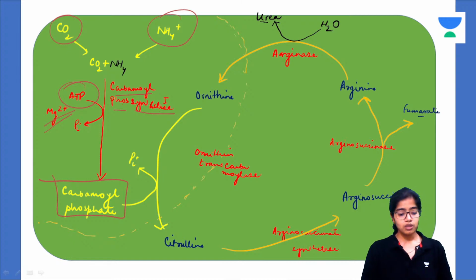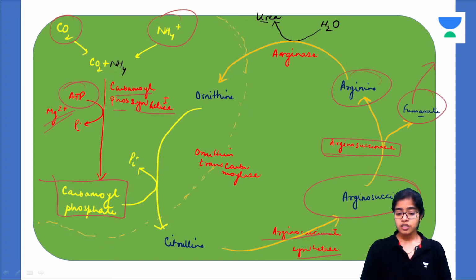Inside the cytosol, it is acted upon by arginosuccinate synthetase. That means it is utilizing energy again. Synthetase means it will synthesize arginosuccinate, as you can see here. Then there is the enzyme arginosuccinase. Succinase means it is going to break it into arginine and fumarate.